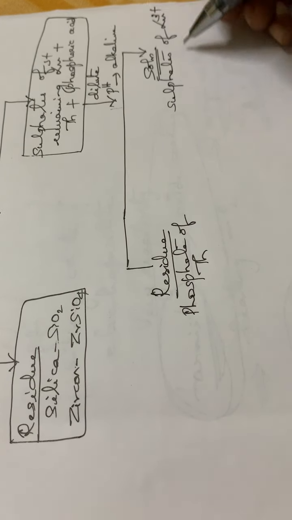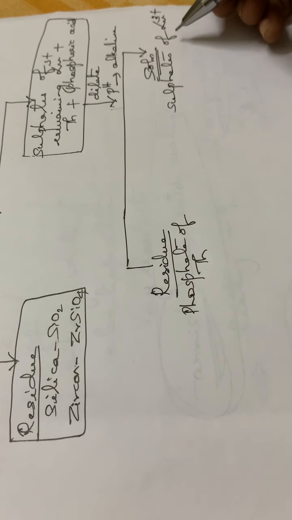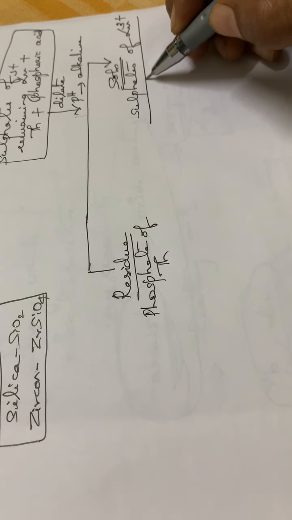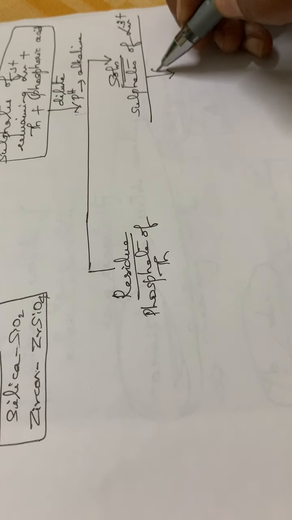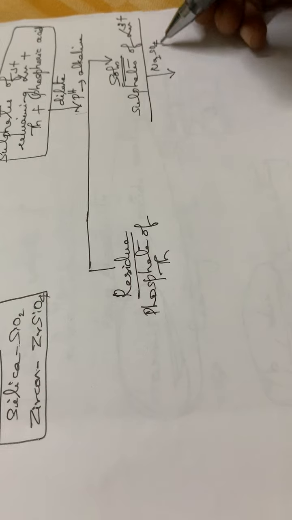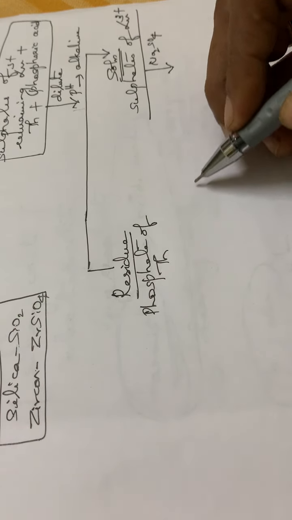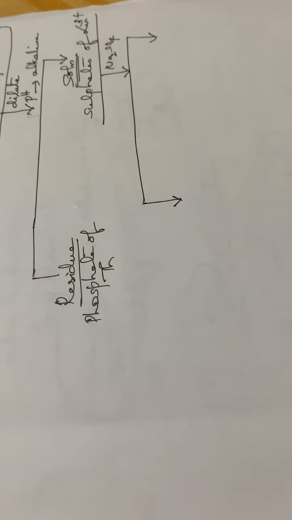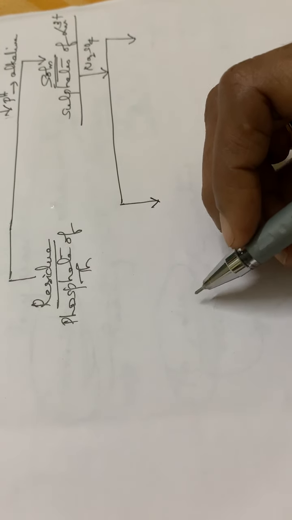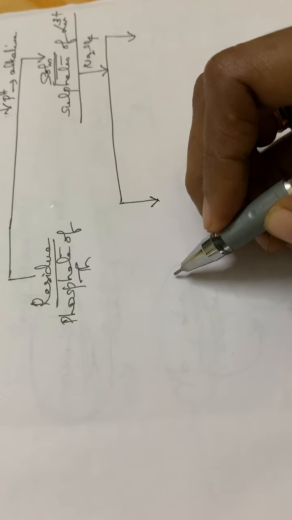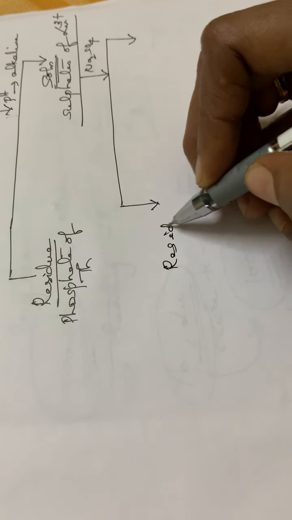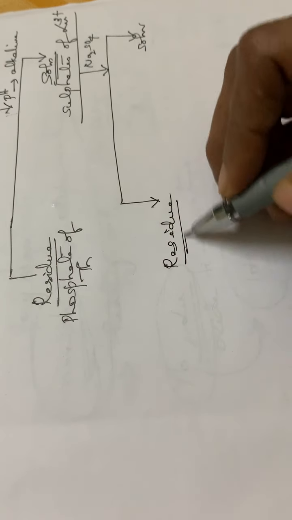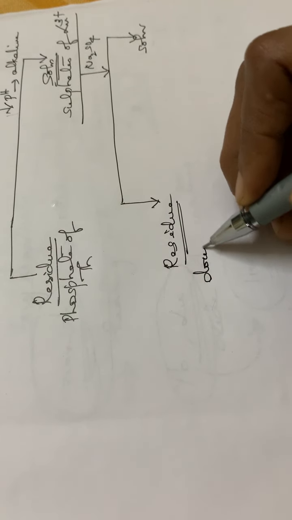The solution will have the remaining lanthanides in the form of sulfates. Then in the next step, we add sodium sulfate, Na2SO4, to the solution, so that again we will have two categories. One of them will be converted to double sulfates, that is the residue, and again here we will have a solution.